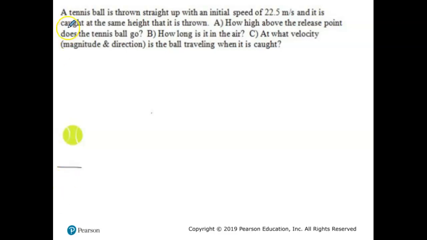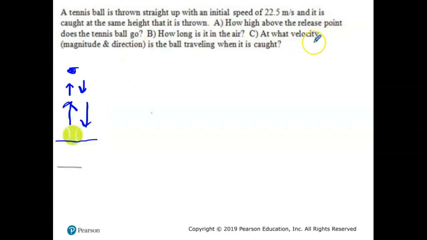Next problem: a tennis ball is thrown straight upward at a speed of 22.5, so it's got an initial velocity going up. As it rises, it's going to slow down, so I have some arrows getting smaller. We'll just say it reaches the highest point. At this point, that's the tennis ball. It's somehow turned blue, and then it's going to come back down, and it describes that you catch the ball at the same height that you threw it.